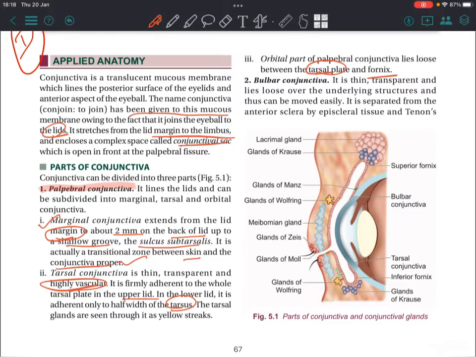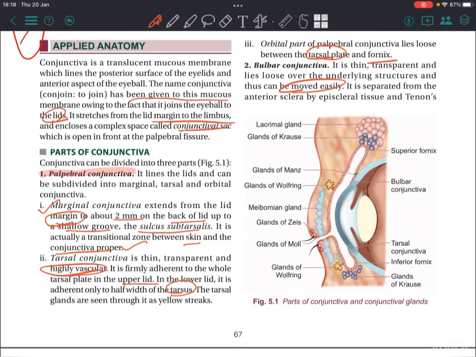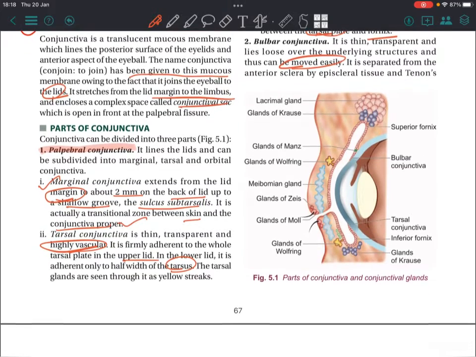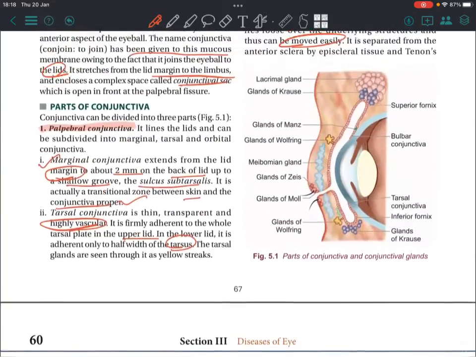Bulbar conjunctiva is thin, transparent and lies loose over the underlying structures and thus can be moved easily. It is separated from the sclera by episcleral tissue and Tenon's capsule.